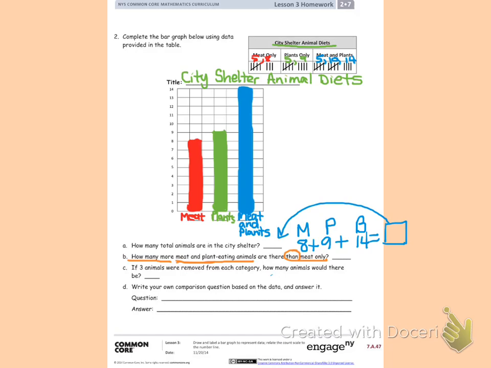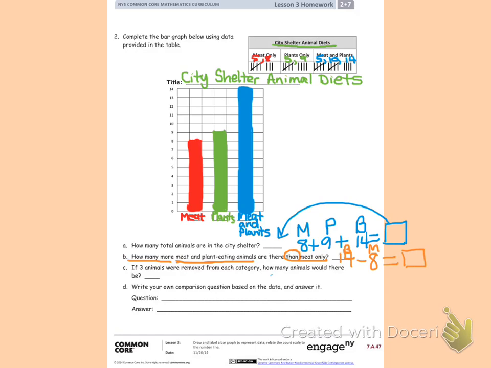So we're going to compare that category with just the meat-only category. If we're comparing one category to another, we're looking for the difference, so we subtract. The meat and plant-eating animals are 14. And compared, and I'll put a B there, that's both. Compared to just the meats, that's the 8, and I'll put an M there. And that'll be my answer.